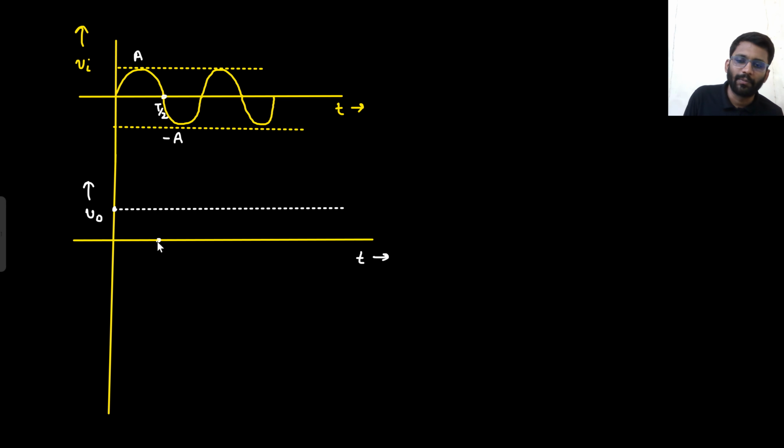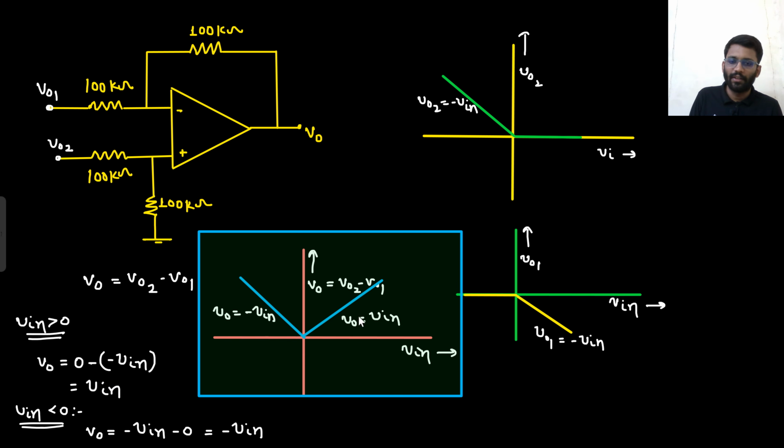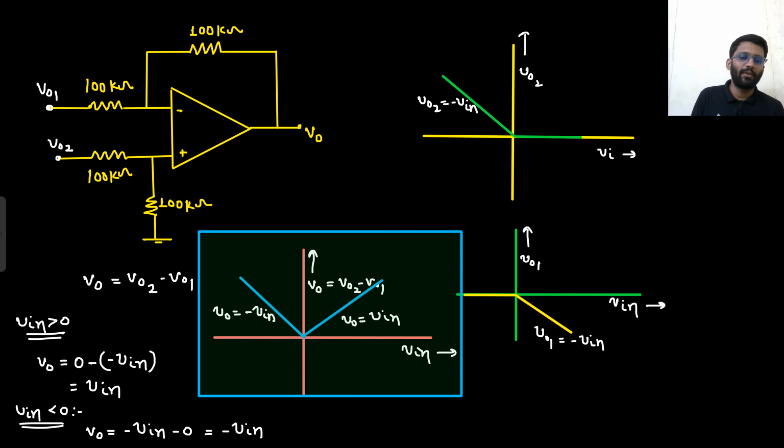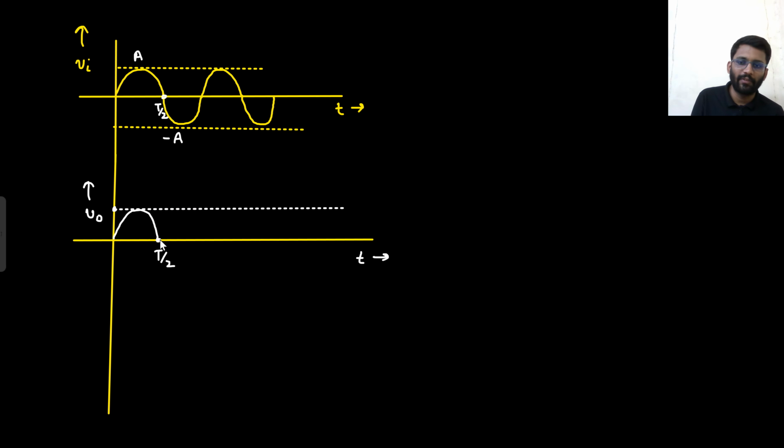For 0 to T by 2, if Vin is greater than 0, V0 is equal to Vin only. For Vin greater than 0, V0 is equal to Vin, so the same waveform will come. And for Vin less than 0, V0 is equal to minus Vin. So whatever the waveform is downward, that will come upward.